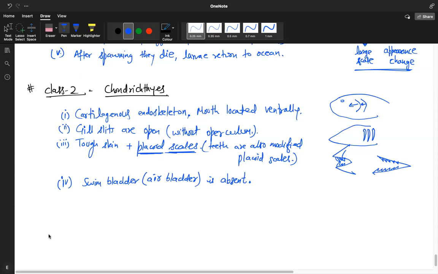So in this, air bladder is absent, which is the fourth important feature. What is the fifth feature you will put? Some of them have electric organs. Okay, I will add that, because some of them, like the torpedo and the eel, have electric organs. Electric organs means they can produce electric current in their body.